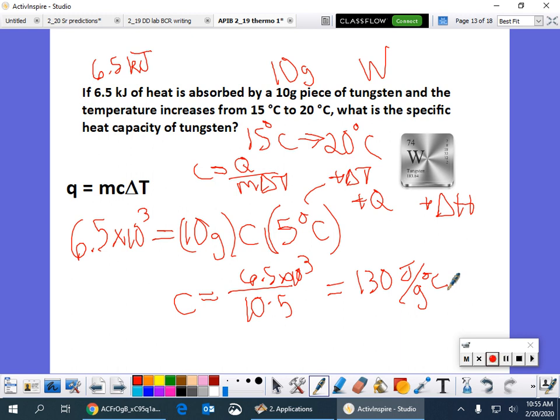And if you have a short answer, free response question, it probably will tell you what units it wants, or it will accept either. Or if you're given the specific heat in a certain set of units, then those are the units that you have, and that's the units that everything else needs to be in. Okay, so we've got 130 joules per gram degrees Celsius as the specific heat capacity of tungsten, according to this experiment.